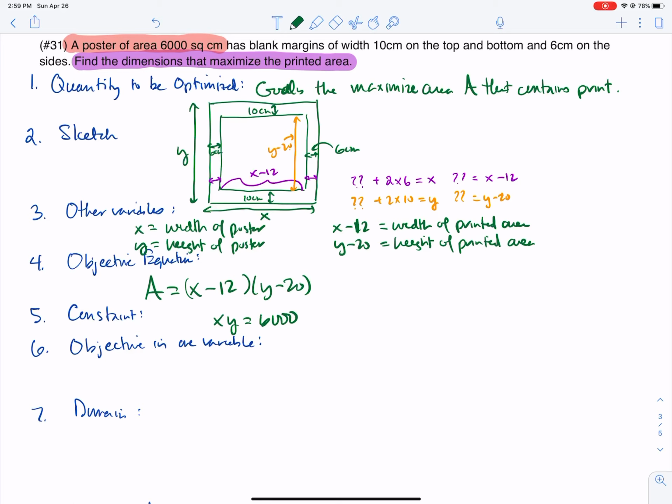So if I want to put the objective function in one variable, I solve the constraint for one of the two variables. I'll solve it for y. And so y is going to be 6,000 over x. And so I get that my objective in one variable is x minus 12 times 6,000 over x minus 20.